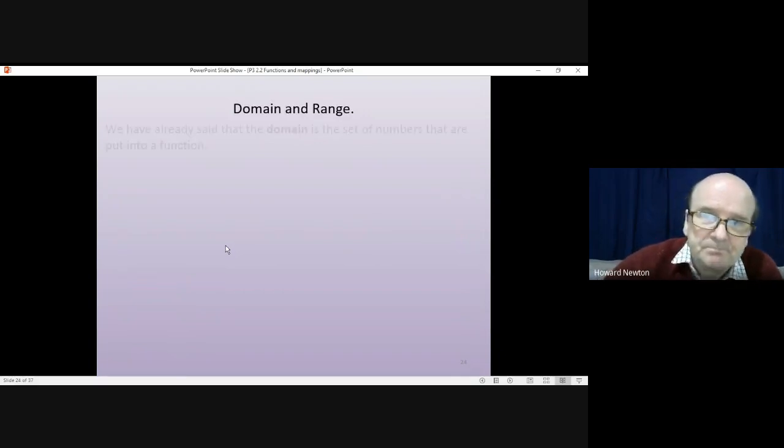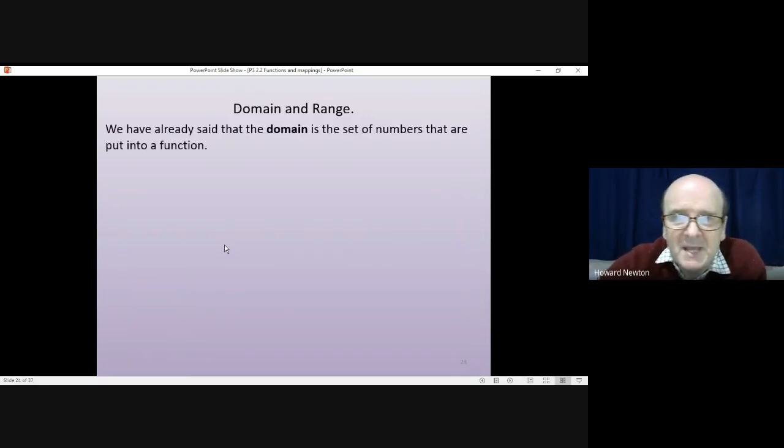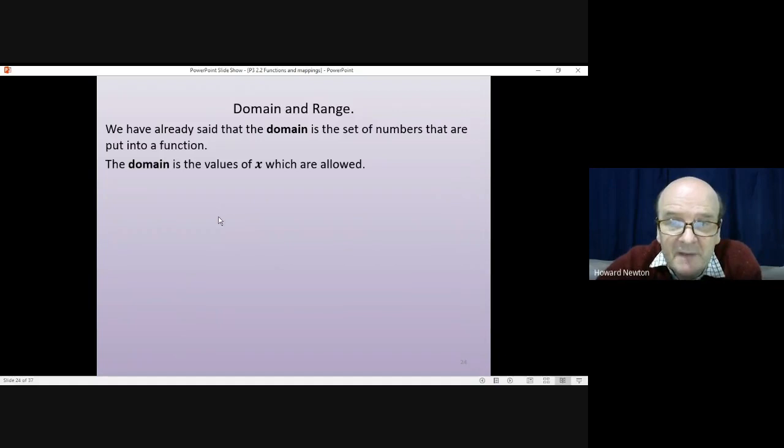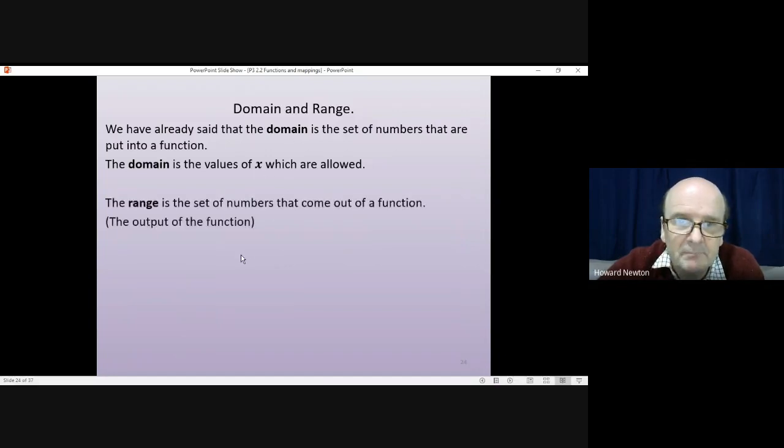Domain and range. So we've already said that the domain is the set of numbers that are put into a function. It's the values which x is allowed to take. And I think that's the easiest way to think about it. Domain, that's the values of x allowed, the values you put in. The range is the set of numbers that come out of a function. It's the output of the function.